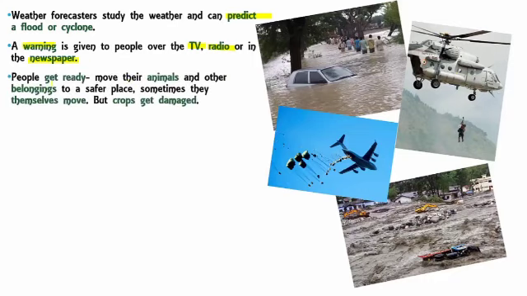And how do people prepare? People get ready by moving their animals and their own belongings to a much safer place. Sometimes if it's a major warning, they themselves move to places where the cyclone is less likely to hit. But unlike humans and animals, crops cannot move and they get damaged.